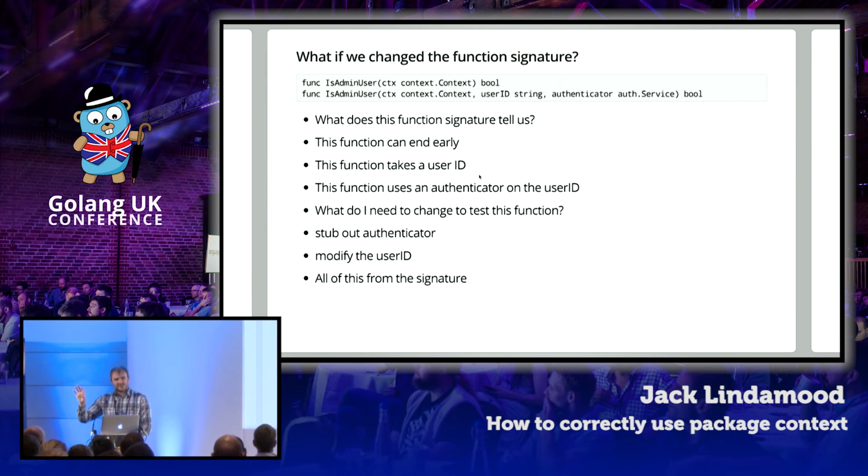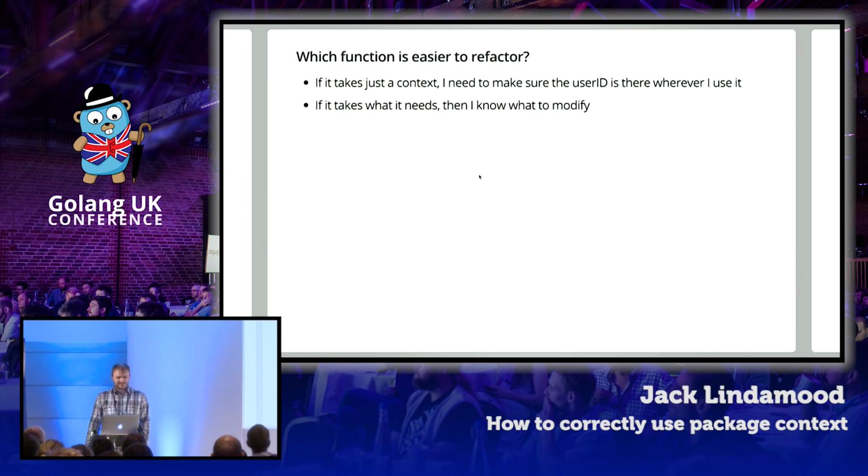So if I want to stub it out or mock it or test it, it's really clear what I need to change. And with the first one, you have no idea. You have to actually read the code, and then you might refactor it, and things get messed up. So that's a big reason not to use context.value.